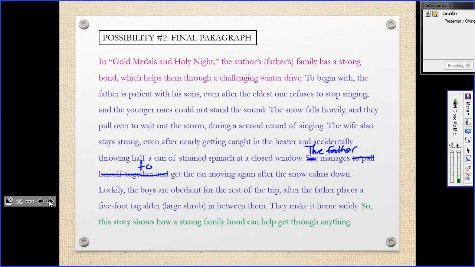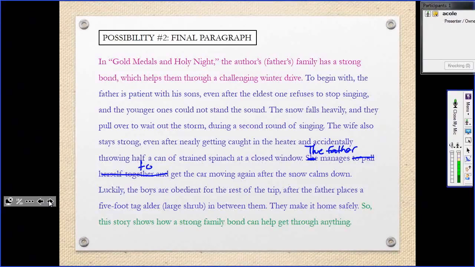Luckily, the boys are obedient for the rest of the trip. After the father places a 5-foot tag alder, a large shrub, in between them, they make it home safely. So this story shows how a strong family bond can help get through anything.